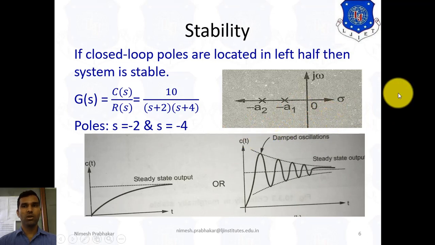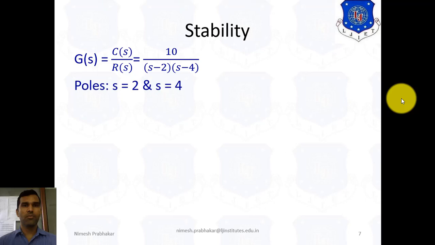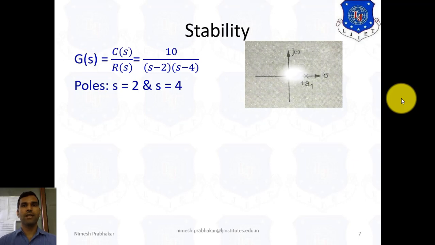Now to understand more, we see a second example of an unstable system. See here, the transfer function is given as C(s)/R(s) = 10/((s-2)(s-4)). So we can calculate the poles of this system. Here the poles are s = 2 and s = 4. Now the graphical representation of these two poles is in the right hand side.